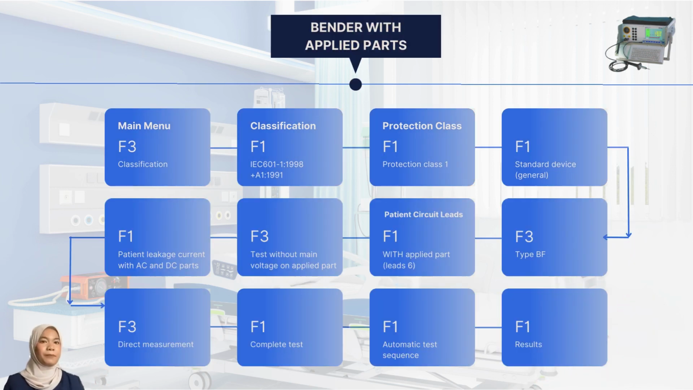Secondly, the Bender with applied part. For this one, we will use the same steps as the Bender without applied part, except for a slightly different step, which is the first one, the number of patient circuit leads. We will choose F1, which is with applied part, and we will choose number of leads of 6. And then we will press F3, which is the test without main voltage on applied part, and we will choose patient leakage current measurement with AC and DC part and proceed to direct.